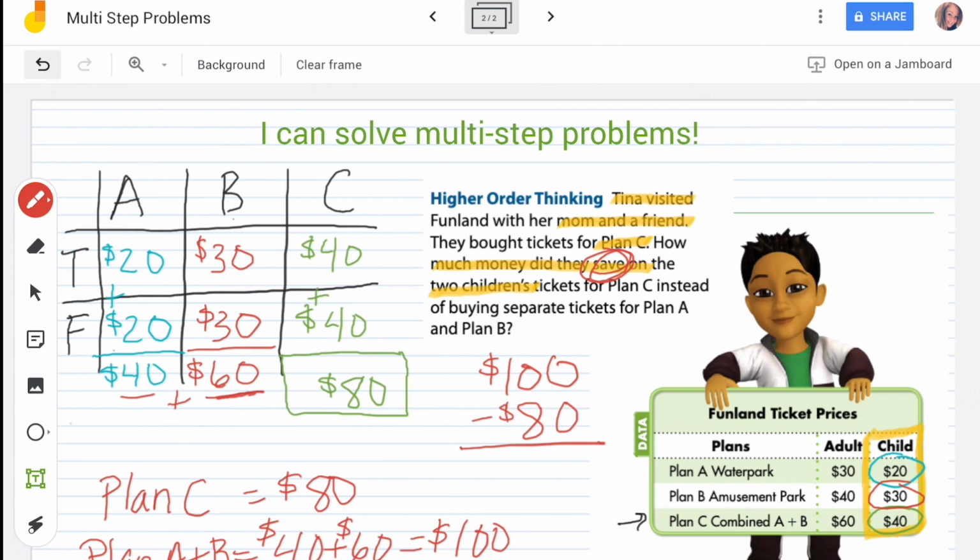$100 minus $80 is what? $20. So that means that they saved $20.